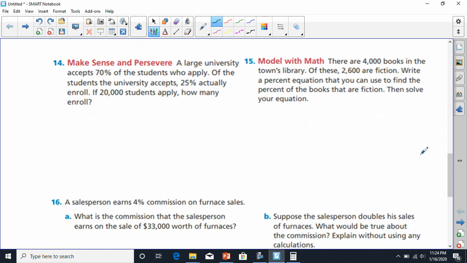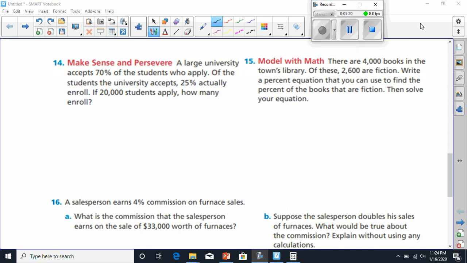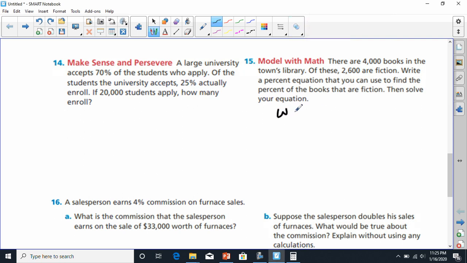It says model with math. There are 4,000 books in the town's library. Of these, 2,600 are fiction. Write a percent equation that you can use to find the percent of the books that are fiction. Then solve your equation. Well, usually what we have is the whole times the percent equals the part.